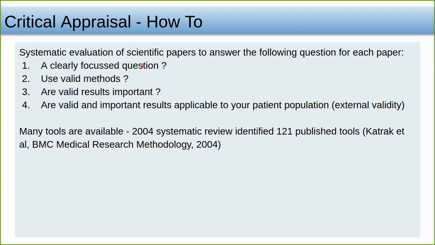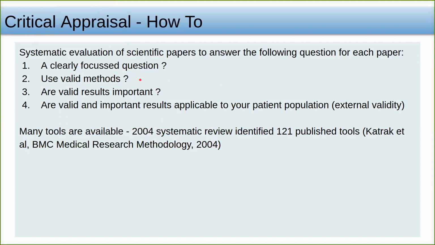And what we know is that this is not something new. This is something that has been the foundation of evidence-based medicine for years now. And there are many tools to allow you to do that. For example, this 2004 systematic meta-analysis showed 121 published tools. Overall, there are four basic pillars on which critical appraisal rests, irrespective of what kind of scientific literature you are evaluating. The first is whether there is a clearly focused question.